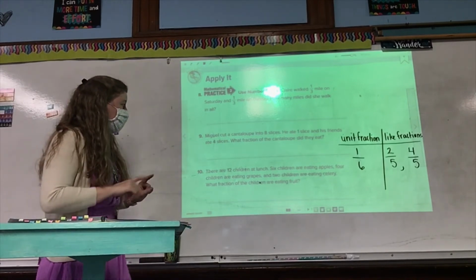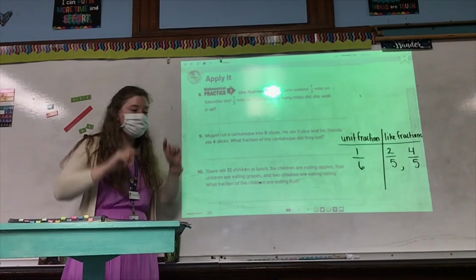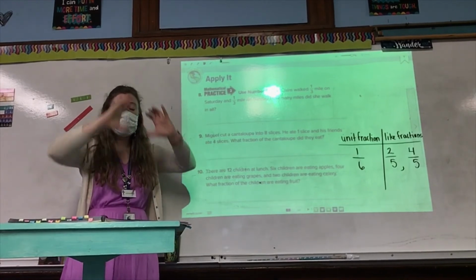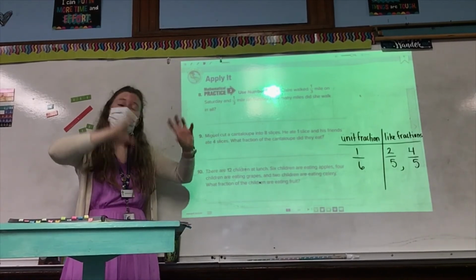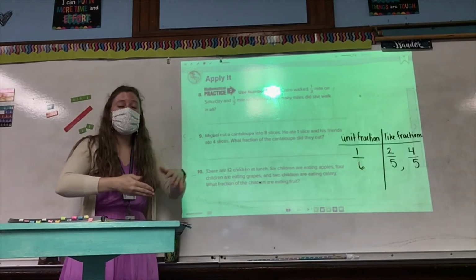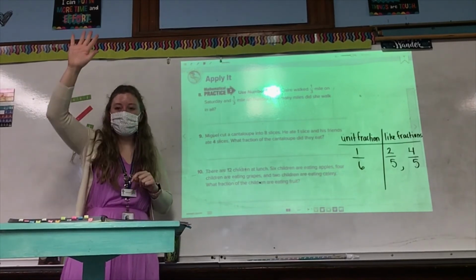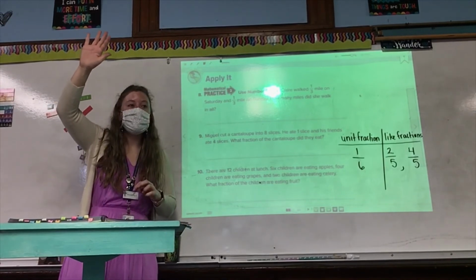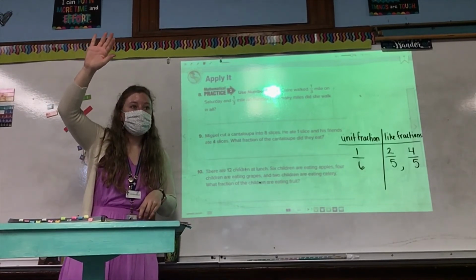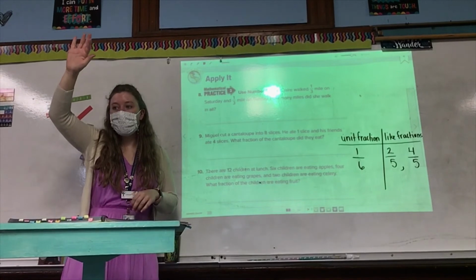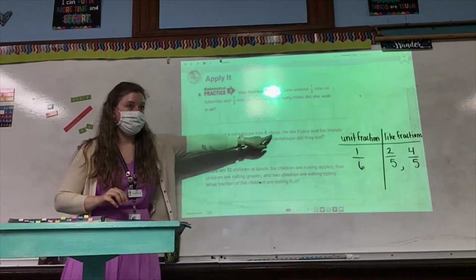So for number 9, we have Miguel cut a cantaloupe into 8 slices. So I'm imagining a cantaloupe, and I'm imagining a boy named Miguel cutting it into 8 pieces. How many total pieces was my whole cantaloupe cut into? Carla. 4. Cullen. 8.